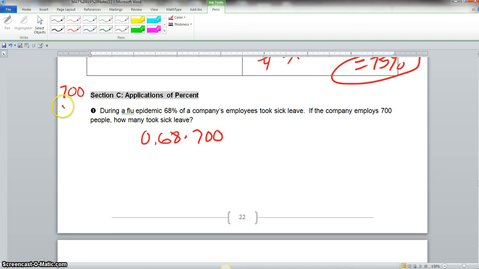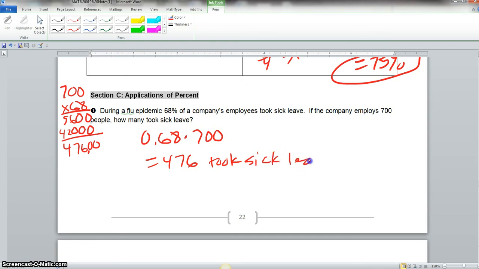So now, what we could do is multiply this out. We could take 700 times 68. We're dropping the decimal. That would give us 0056. We'll add a 0 here, and then 6 times 0 is 0, 6 times 0 is 0, and 6 times 7 is 42. So that gives us 47,600. Well, remember, we had 2 digits behind the decimal here, so it'll be 476. So we will write 476 took sick leave. And that is our final answer.